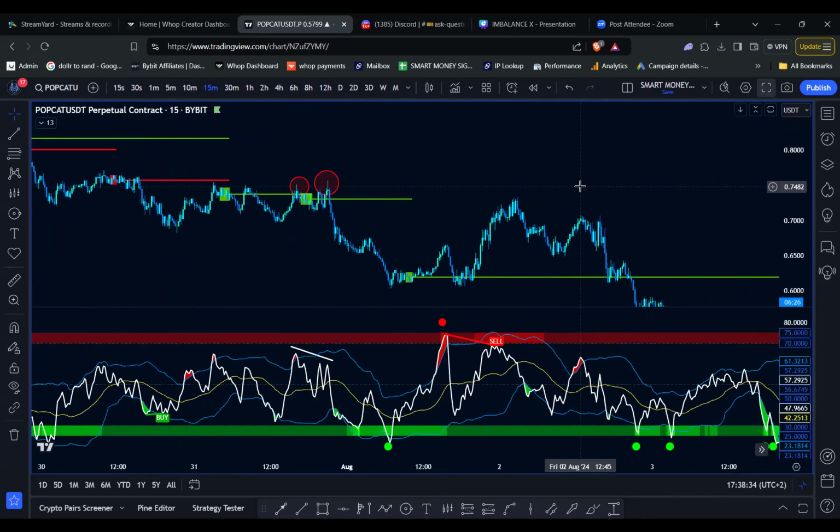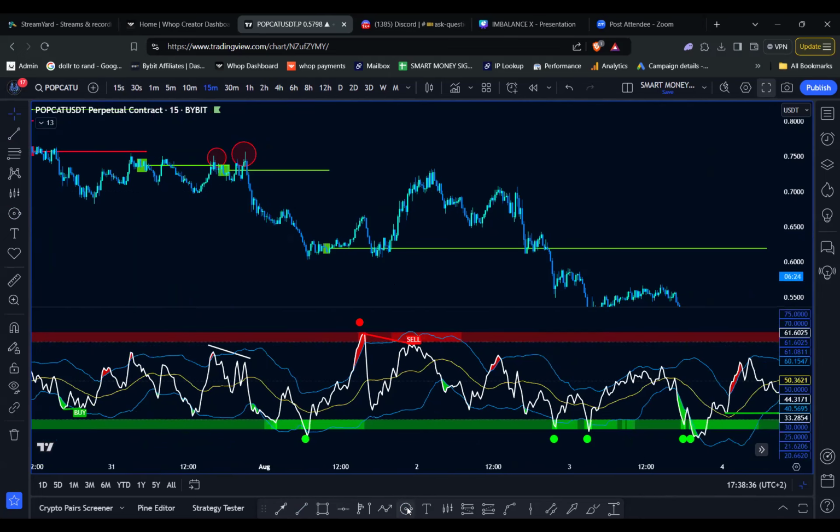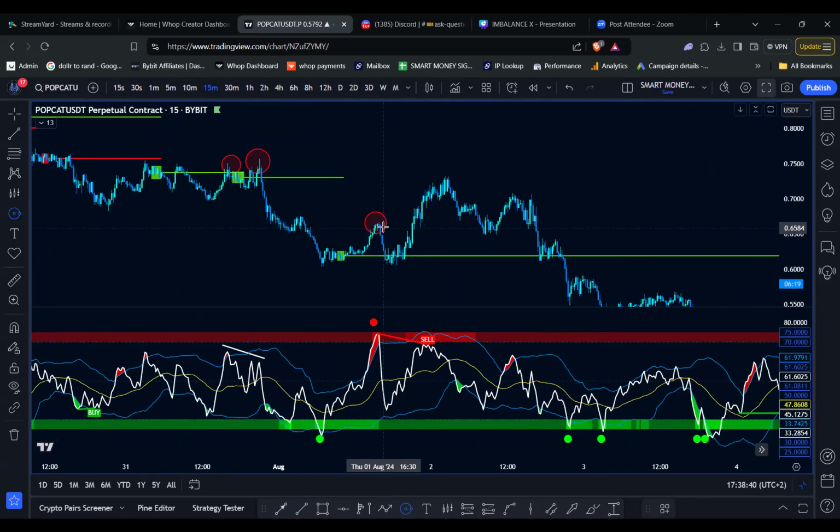And here's another good example. This could have been a potential entry over here. It was a shark fin, and it still worked out. If you'd entered this trade, it still would have been a 6% trade back to value. And then price shot up again, and then we got a divergence over here, a very nice divergence, actually.